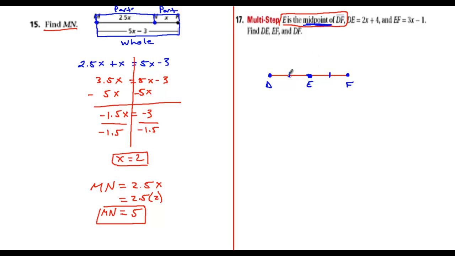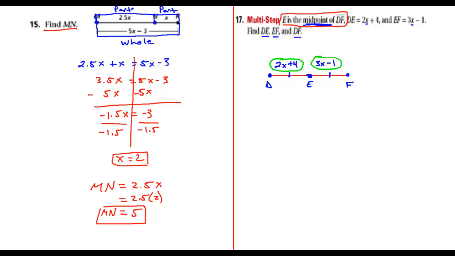Midpoints bisect the segment. Now, look over here and it says D to E is 2x plus 4 and E to F is 3x minus 1. Now we're supposed to find DE, EF, and DF. Well, we're not going to be able to do any of that until we know what x equals. In the other example, we did part plus part equals the whole, which might help us out over here. We could do this part plus this part, but we have no idea what the whole is. So that's not going to be a way that we can solve this problem. But what we can do is know that this piece, D to E, is exactly the same as this piece.